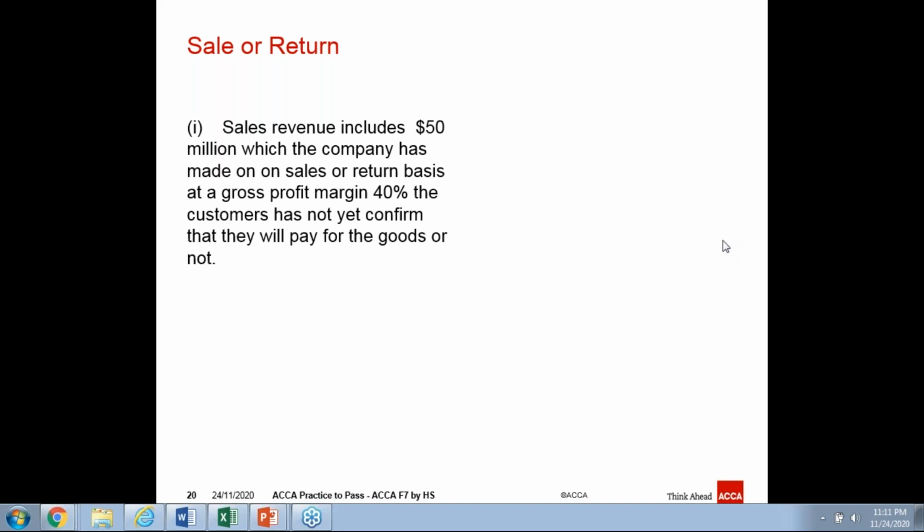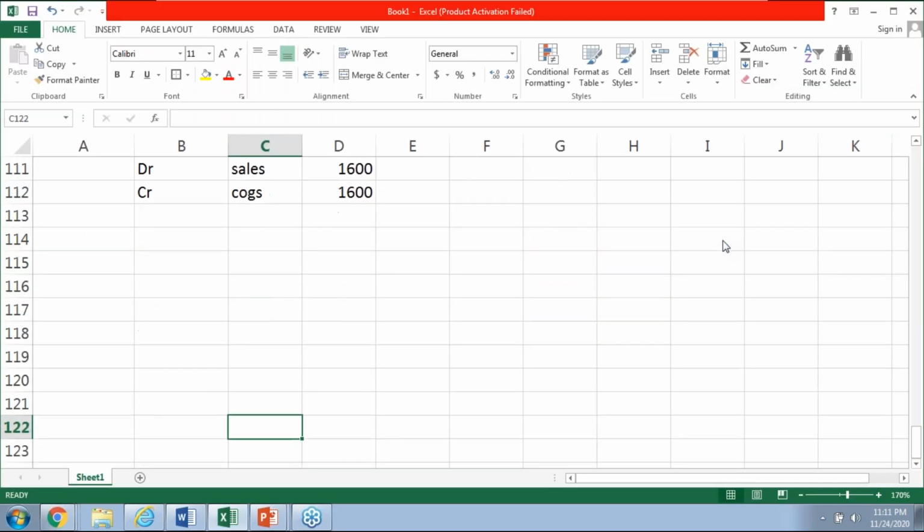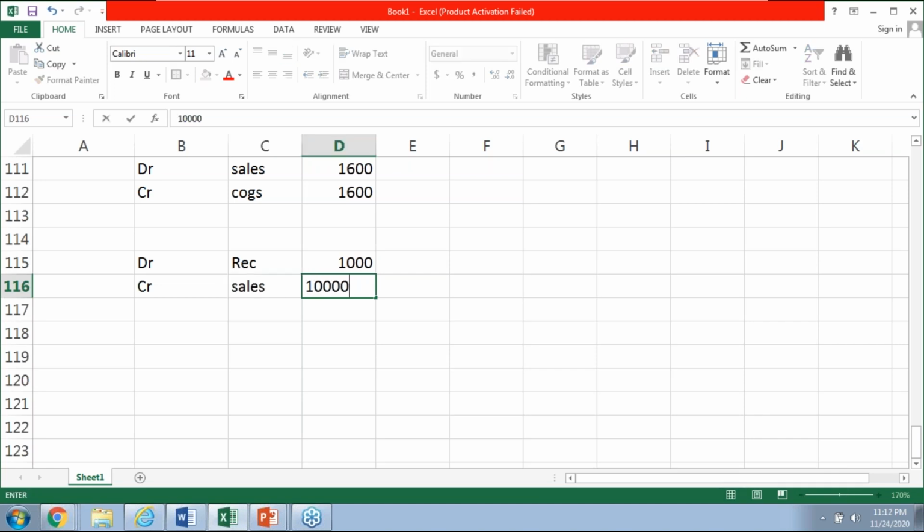First, we have to reverse the sales, and the cost of the inventory should be added in the closing stock. Actually, accounting says that if you sold the goods on sale or return basis, you cannot recognize a sale. But the question will tell you the company has recognized the sales of, say, for example, 1000, receivables debit, sales credit 1000. All you need to do is to reverse the amount of the sales.